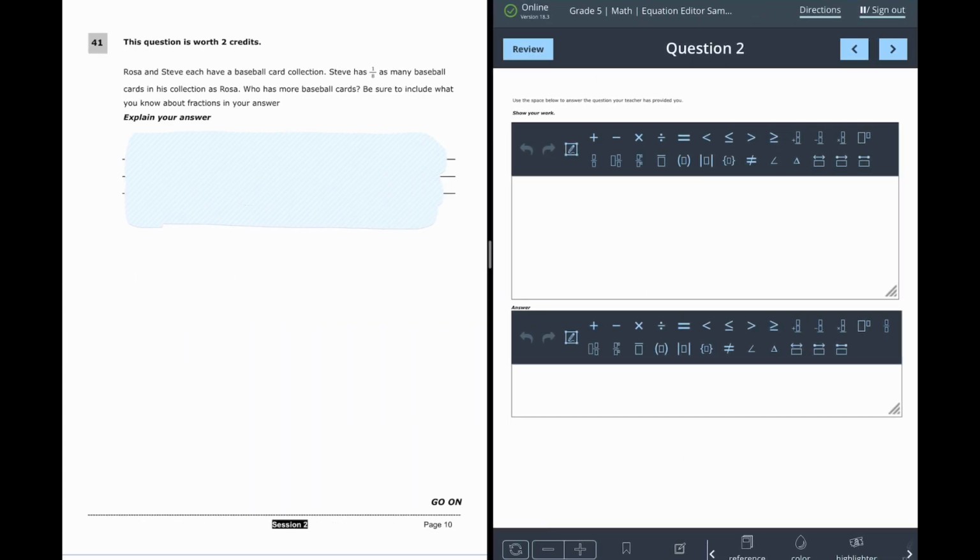Let's look at the next one, another 2-point question. Steve and Rosa have a baseball card collection. Steve has 1/8 as many baseball cards as Rosa. So the number of Steve's cards is equal to 1/8 of Rosa's. And my question is, who has more cards? And include what I know about fractions.